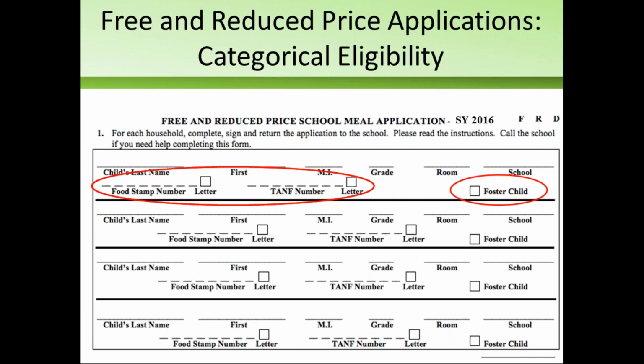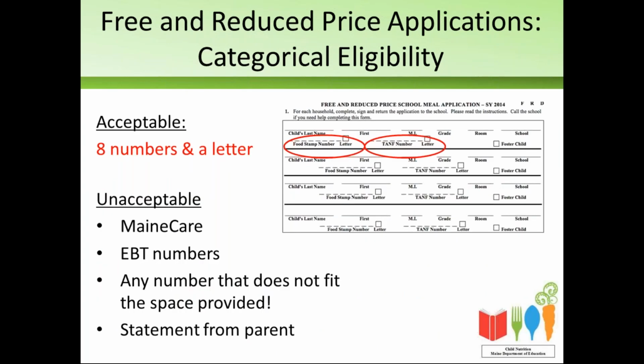Another mechanism is the food stamp number. The student name, an 8-digit number with one letter in the appropriate boxes, or that of a foster child. We have the 8 lines on that application for a reason. That's the size of the number that's going to fit. If they put 16 digits on there, that means it's their EBT number, and it does not qualify.